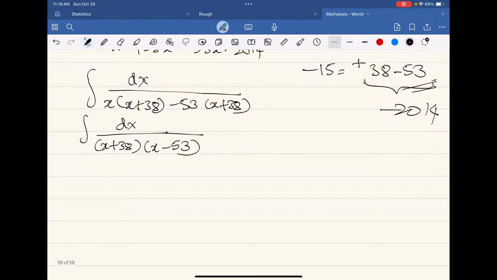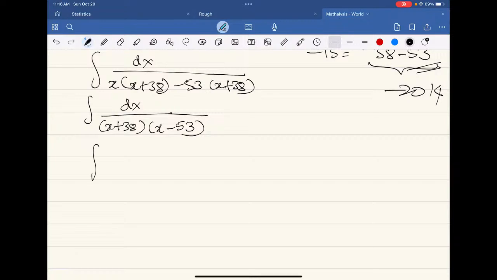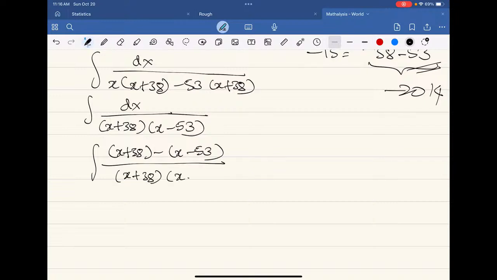Now we can use the partial fractions. What we will do is introduce x plus 38 minus x minus 53 in the numerator, so that we can break this into partial fractions. But please note that in the numerator we are adding 38 plus 53 by ourselves, right? The x cancels out. This term has been introduced by ourselves, so we have to divide by that as well. This thing is 91, right? So 1 over 91. Yeah, that makes sense, right?